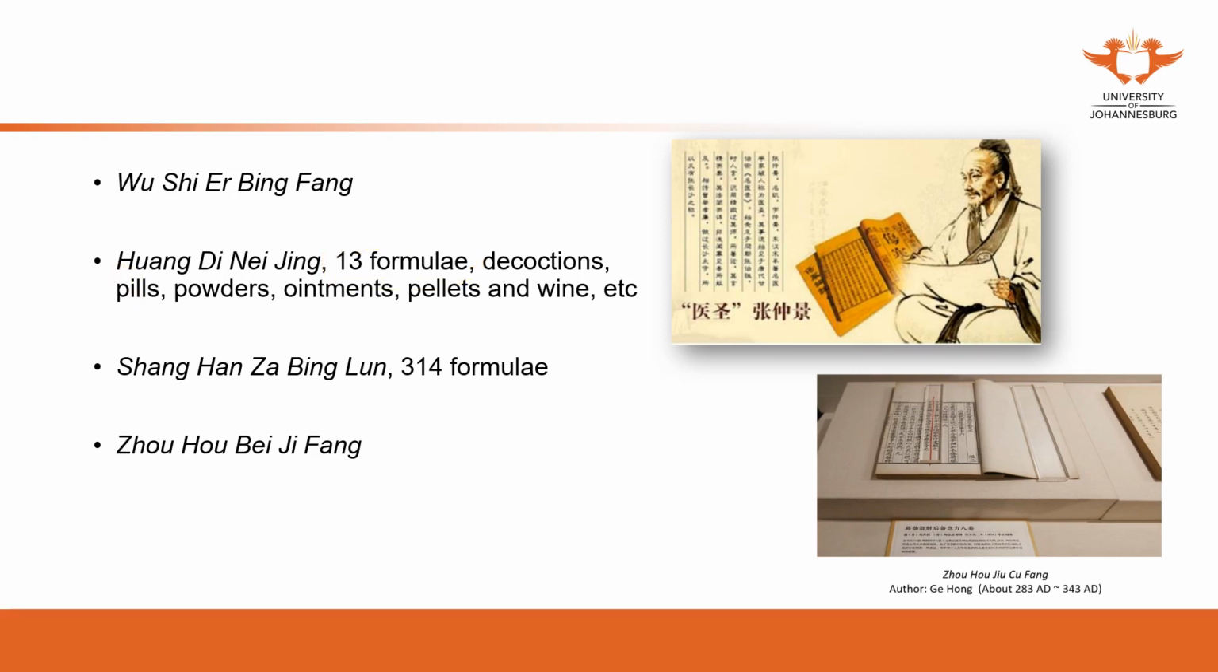伤寒杂病论, about 200 years later, in 220 AD, Dr. Zhang Zongjing recorded 314 formulae. 后备急方 had more formulae there for the emergency. So if you still remember where the artemisinin comes from.